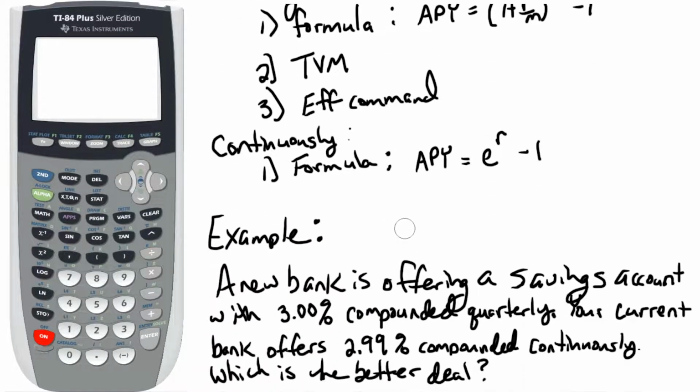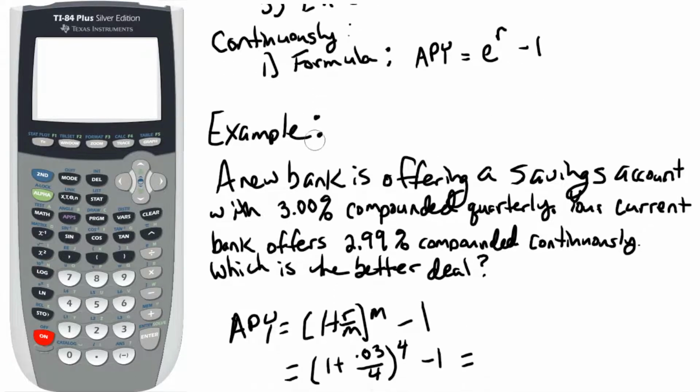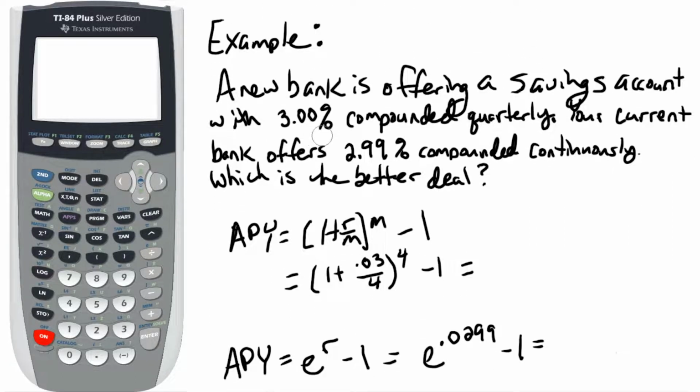So let's take a look at that. For our example, a new bank is offering a savings account with 3% compounded quarterly. Your current bank offers 2.99% compounded continuously. Which is the better deal? Okay, so this is a good example where we're actually given two different percentages, two different rates, compounded at two different periods, and we need to be able to compare them to say which in the long run will be more effective.